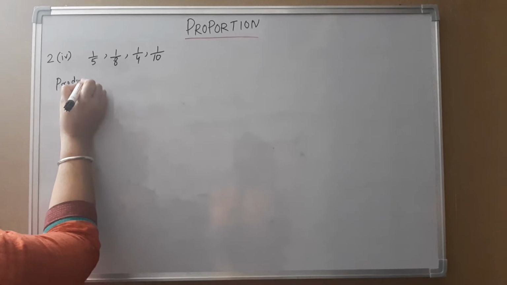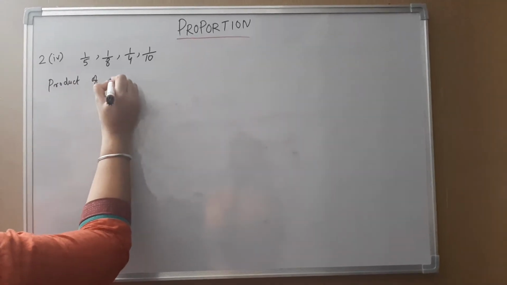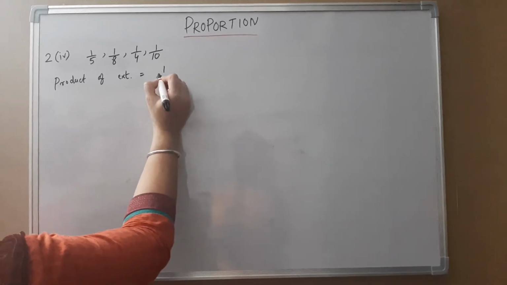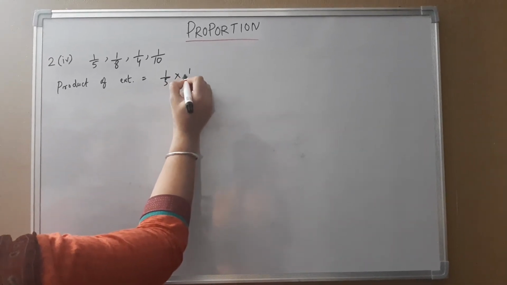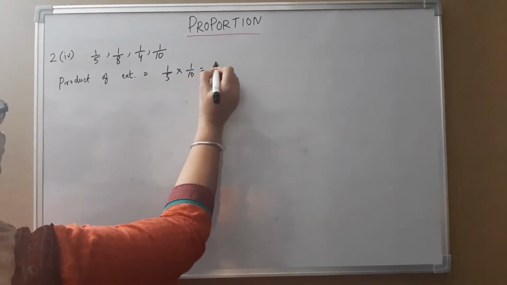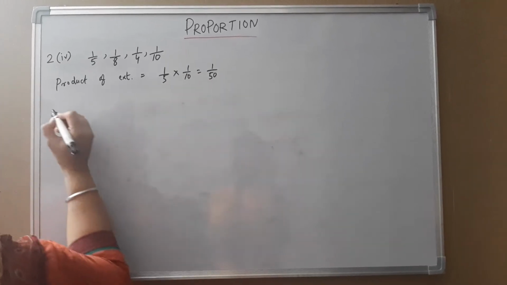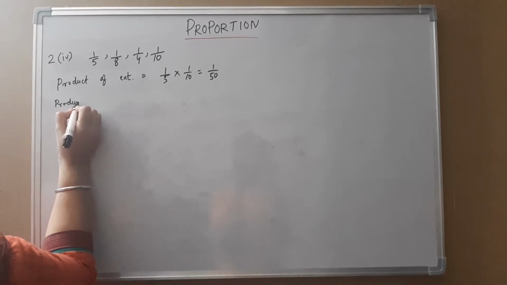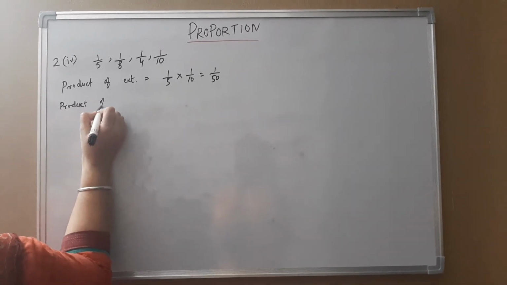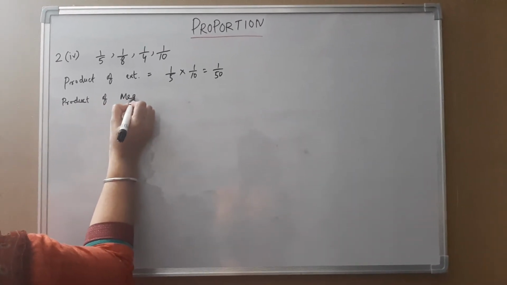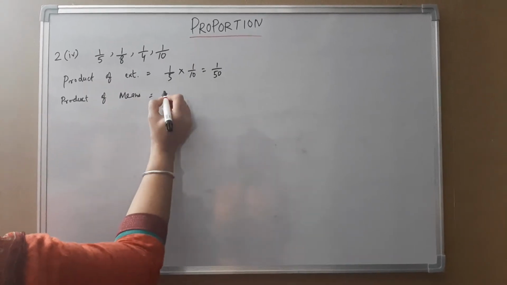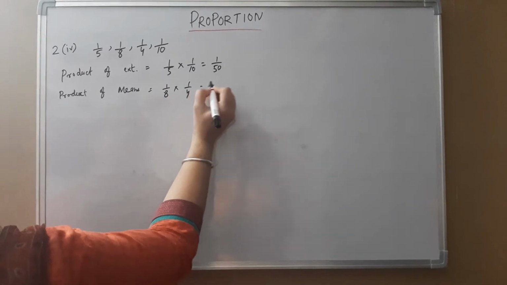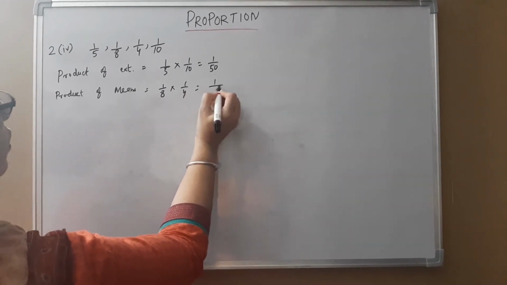In all these proportion sums, we'll find out the product of extremes and the product of means. What are extremes? 1 by 5 and 1 by 10. So it turns out to be 1 by 50. And now let's find out the product of means. Means are the numbers in between. Those are 1 by 8 and 1 by 4, and it turns out to be 1 by 32.